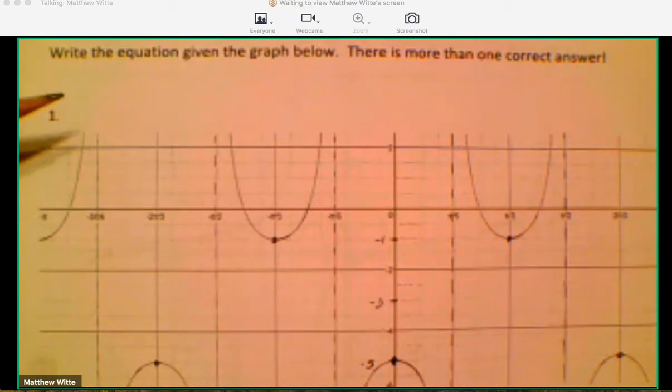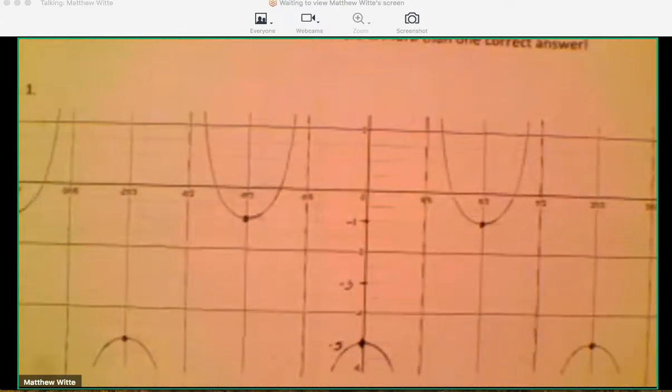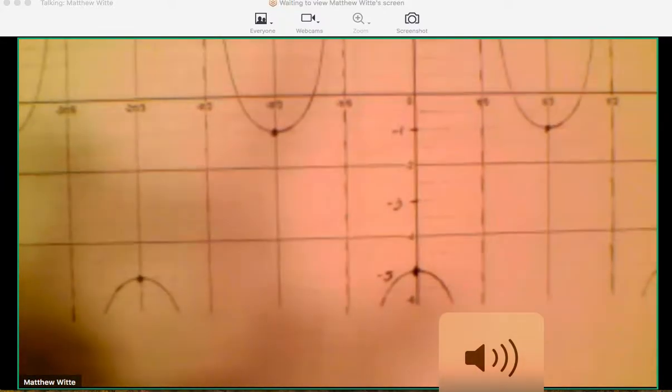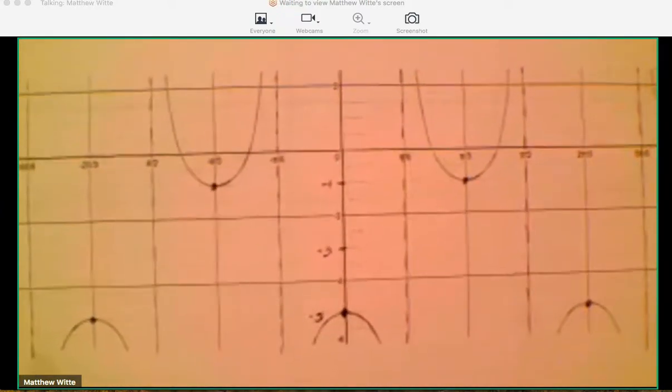All right. So we are going to be writing the equation given the graph. It's kind of hard to see because this is like an old school camera, but you can read it on the paper. These go by pi over sixes. So this is 0. This is pi over 6, 2 pi over 6, 3 pi over 6, 4 pi over 6, negative pi over 6, negative 2 pi over 6, or pi over 3. Okay, so that's what we've got going on.